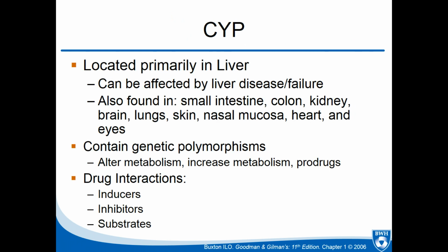CYP, or again our phase 1 hepatic metabolism, located primarily in the liver, obviously will be affected by liver failure and liver disease, and can contain some genetic polymorphisms, so that'll alter metabolism, increase metabolism of prodrugs. A lot of the genetic polymorphisms that we can see will be in medications like clopidogrel. In the Asian population, there's a lot of altered pharmacokinetics of clopidogrel.